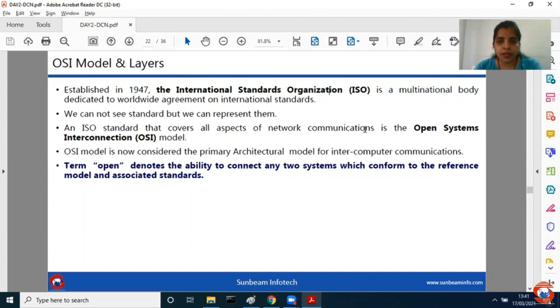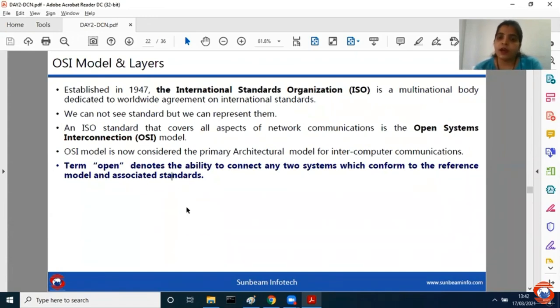Have you understood up to this point? So what does this open indicate? It denotes you are able to connect any system which conforms to the reference model and the associated standard. For example, you take a twisted pair connector. When you go to college you see the same size of connector. When you go to office, you have the same type of connector. That means they have defined the standards, standard size, standard structure, so that you are able to communicate and perform the operation, right?